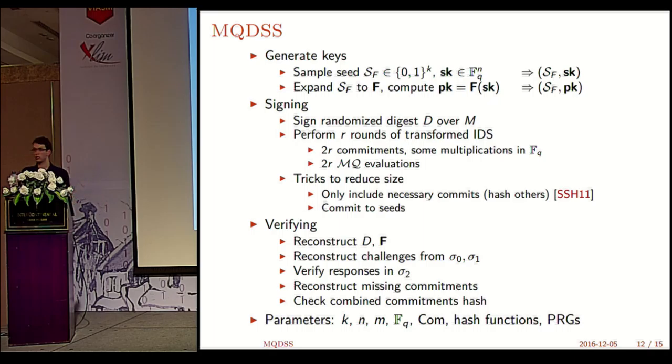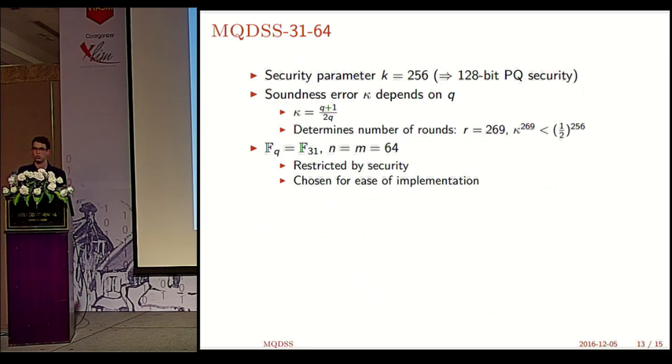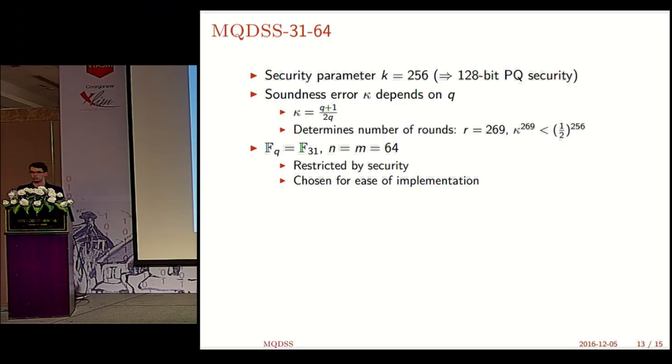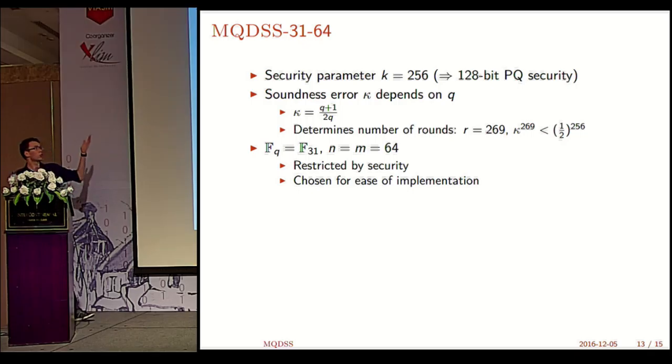So let's now look at a specific instance of this. MQDSS 31-64 is what we define as the instance in our work. For some security parameter, K is 256. This results in a general post-quantum security of 128-bit. And then we have some soundness error kappa that depends on Q, so that makes it important to choose a Q that is not 2. Typically, people would choose Q is 2 for one of these problems, but then if you increase Q, kappa declines, so you would need to have fewer of these composed IDSs in parallel, which makes it interesting to choose a slightly larger Q. So we go for Q is 31, and N and M are 64.